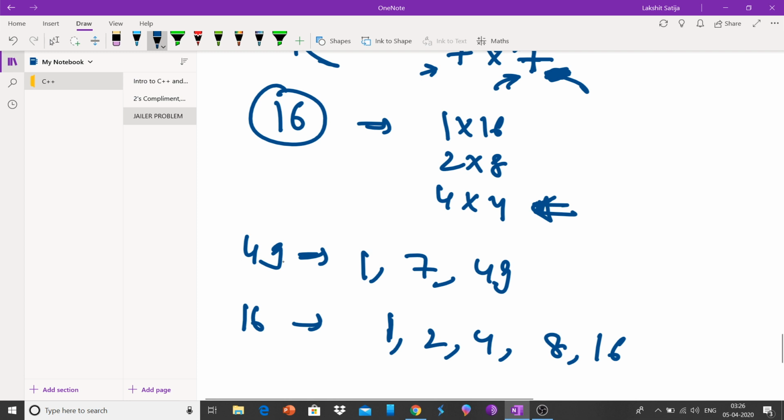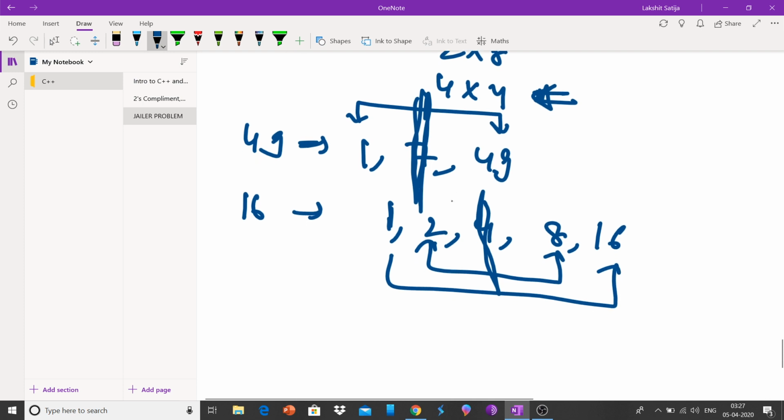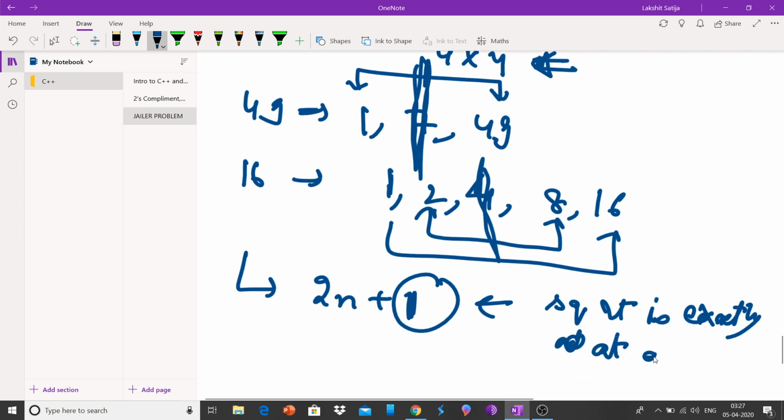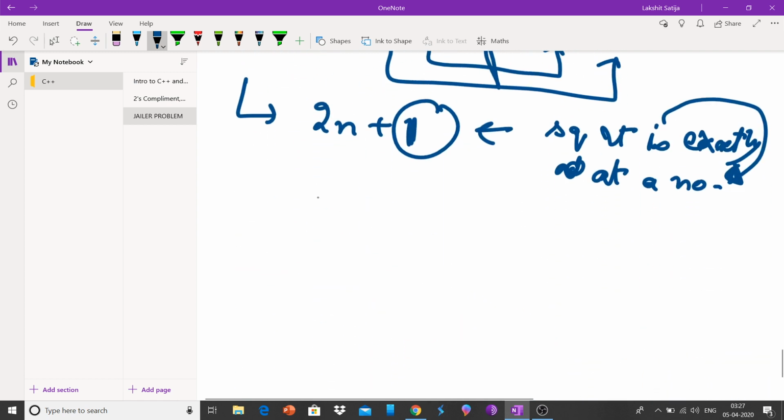And one more thing is that the square root passes through the center. For example, the square root of 49 is 7. As it is a perfect square, it will pass through the center. And as I said that it is symmetric about the center, so it is symmetric in this case also. Taking the square root of 4, it passes through this, and it is symmetric. And if it is symmetric, all others other than 4 will exist in pairs. So the divisors will be of the form 2n plus 1. The 1 is because the square root is exactly at the center, at a number, or you can say a divisor, because it is repeating, right? 7 into 7, 4 into 4, 8 into 8. You can take any number.